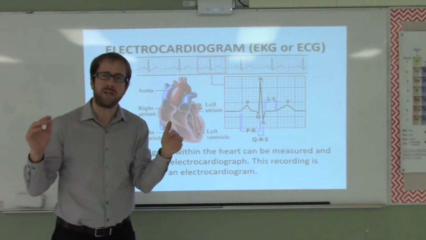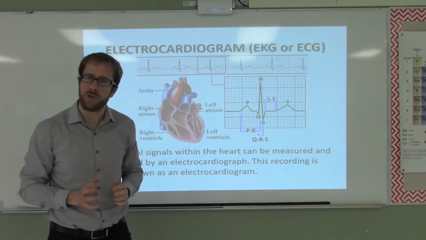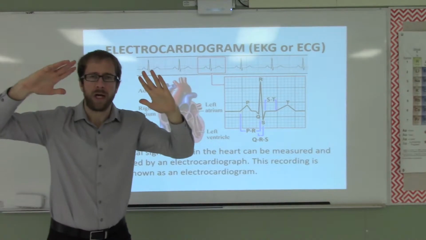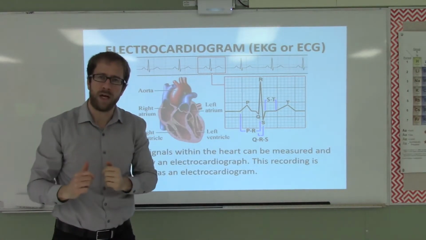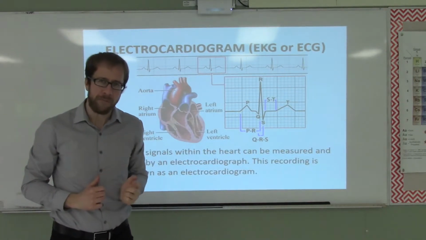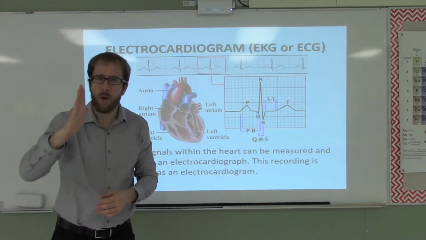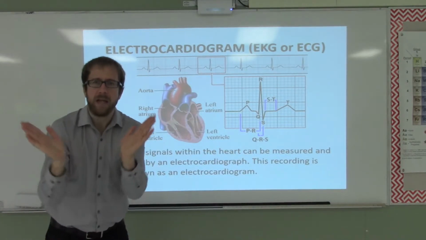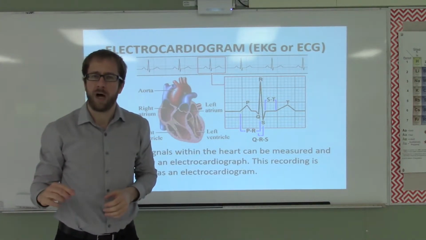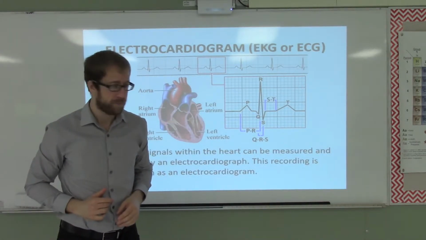That electrical signal needs to go from the SA node, the sinoatrial node, across your atria, right? And that's causing them to pump the blood down, forcing them to contract. And then it gets to the AV node, the atrioventricular node, where it's going to go down the bundle of His and then up the walls of your ventricles, causing them to contract from the bottom up.